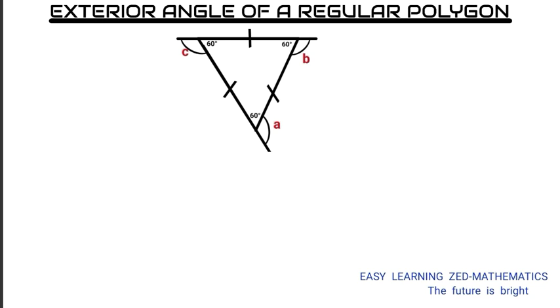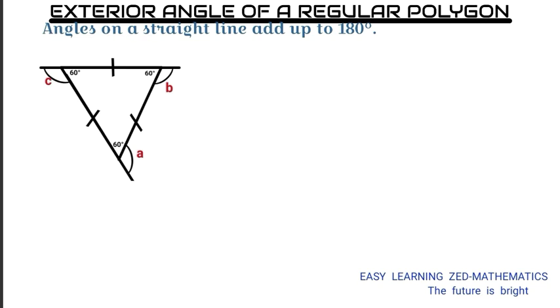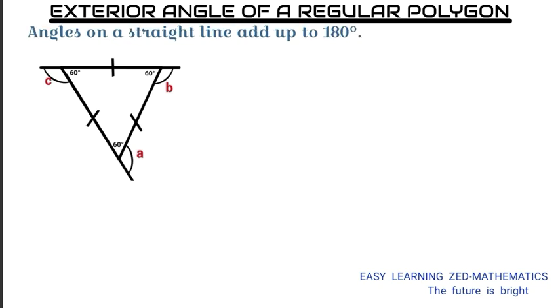So how do we find the value of A, B, and C? To find them, we are going to use the property that angles on a straight line add up to 180 degrees. That's the property we are going to use. When we use that property, we are able to find the value of A, B, and C.